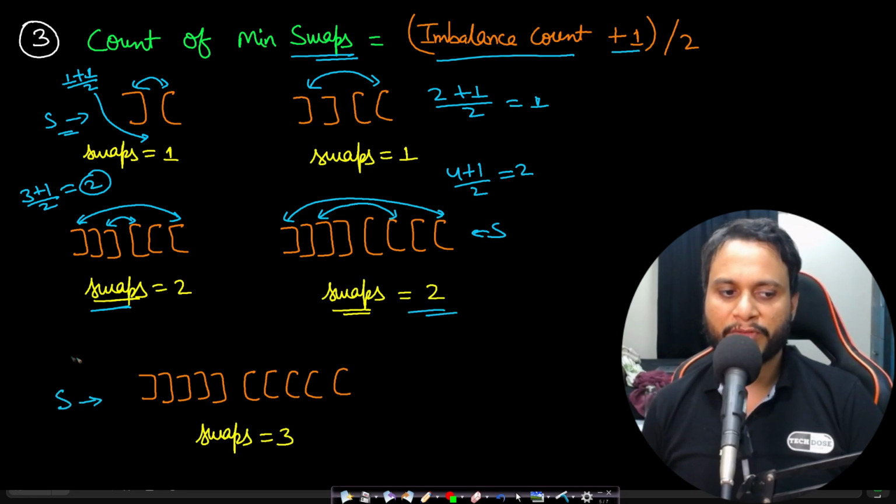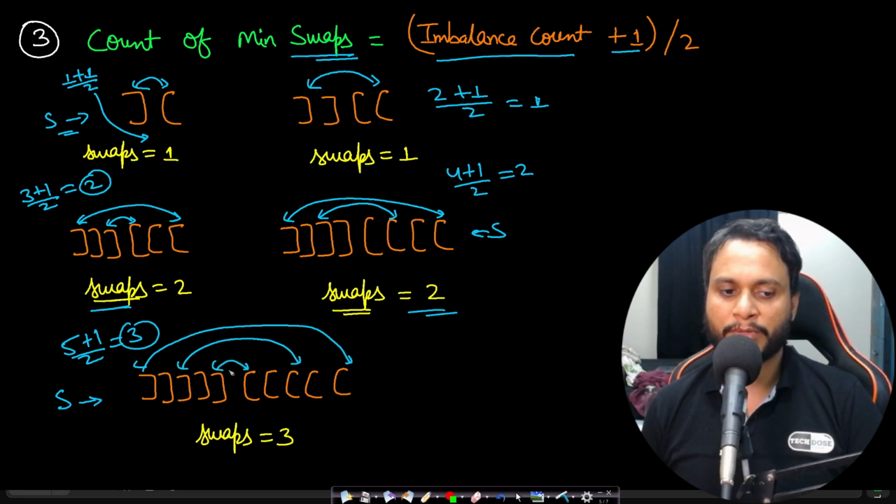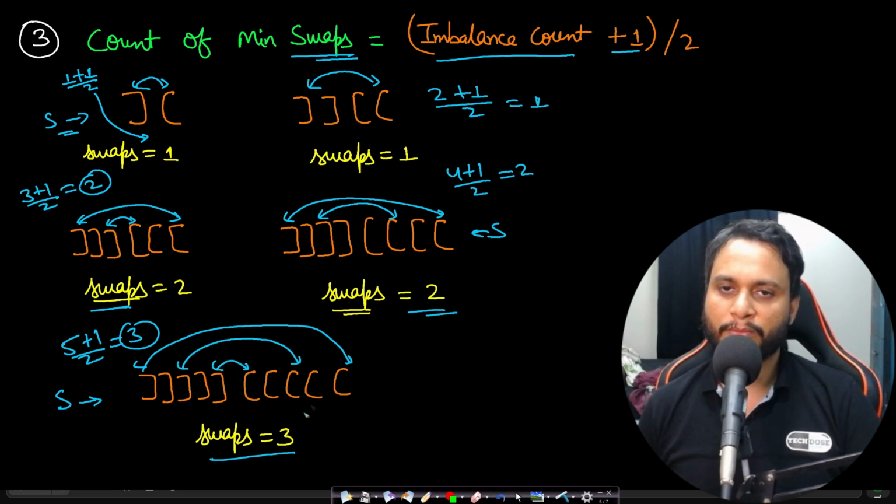In the last example, we have 5 pair of imbalances. So if you add 1 to it and divide, you will need 3 swaps. The first with the last one, then the third with the third last one, and then the middle 2 brackets. Okay, so we need to do 3 swaps. So I think this clears out all the observations for our solution.